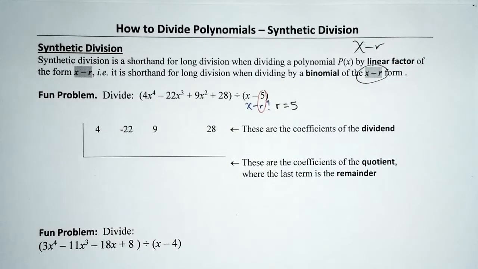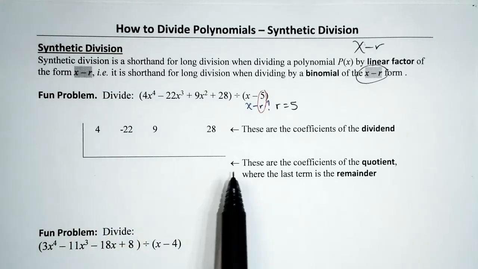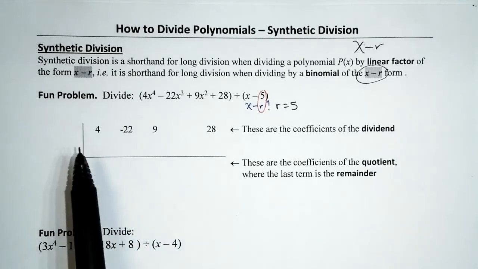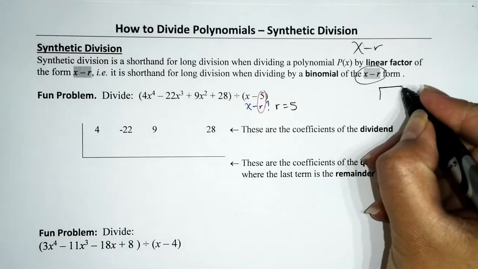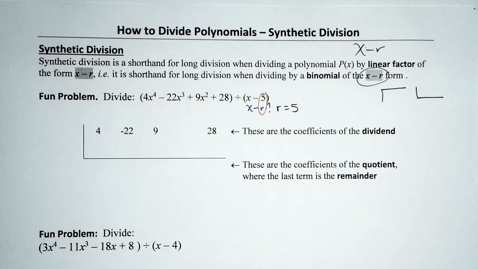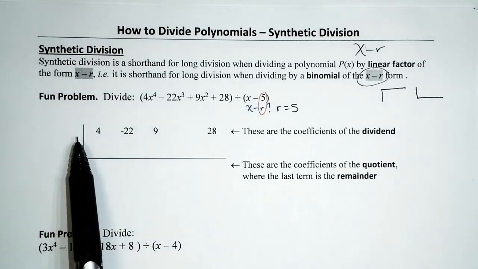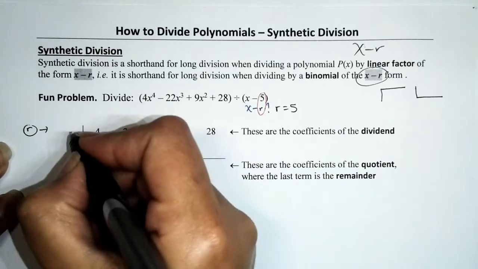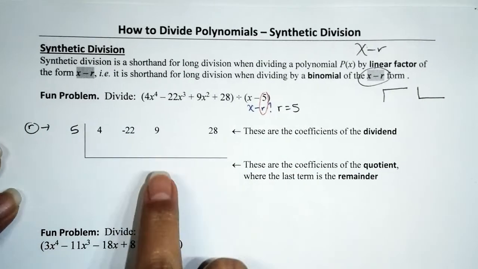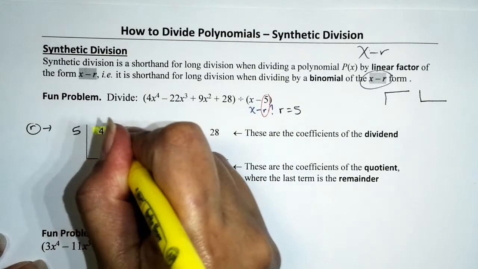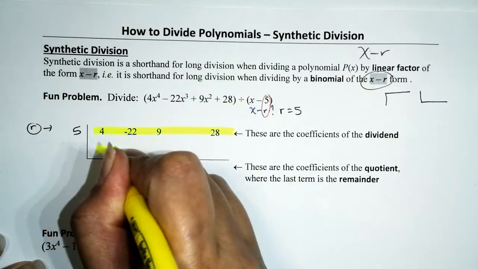Now we're going to set up our division box. I know that's not a box, but I don't know how else to say it. It's just an upside down into symbol, like in long division. So outside the division box, we're going to put the value of r, which is 5. And inside the division box, we should have enough space to fit 2 rows of numbers, a top row and a bottom row.